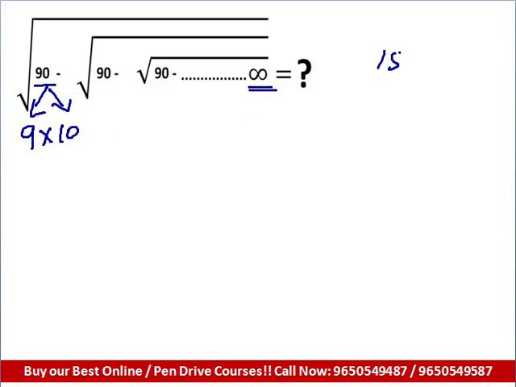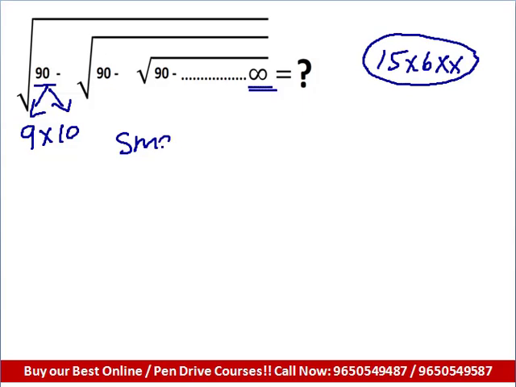Of course, students, 15 into 6 is also 90, but these are not consecutive numbers. I have written 90 as 9 into 10. And when the sign is negative, listen to me carefully. When the sign is negative, then you have to choose the smaller number. When the sign was positive, we chose the bigger number. When the sign is negative, as you can see out here, you choose the smaller number, and the smaller number is 9. So the answer is 9.